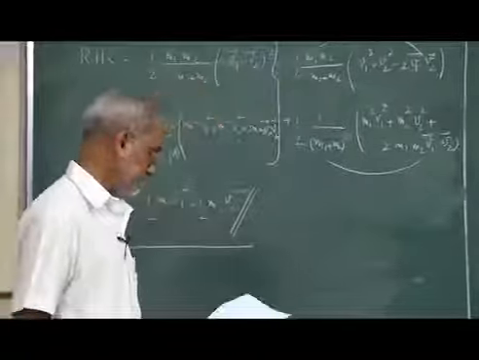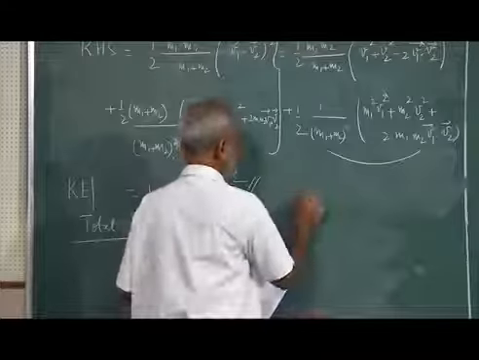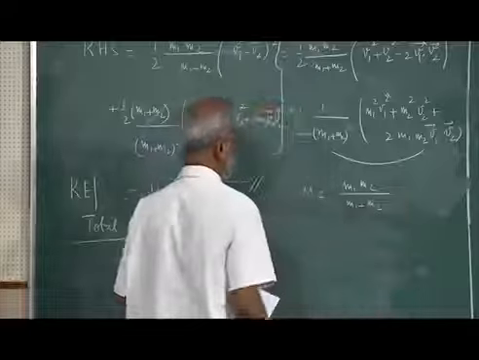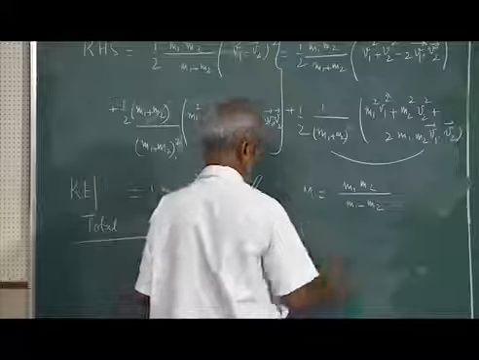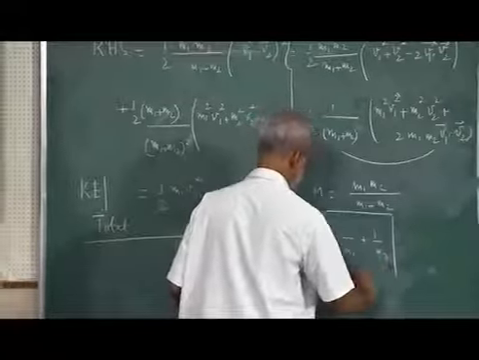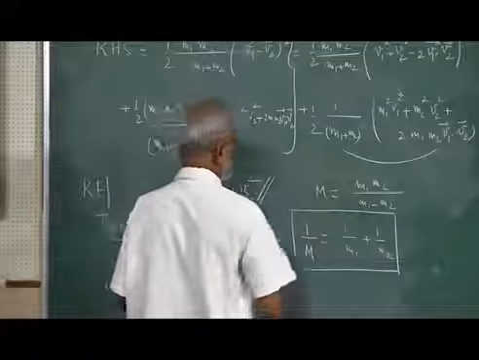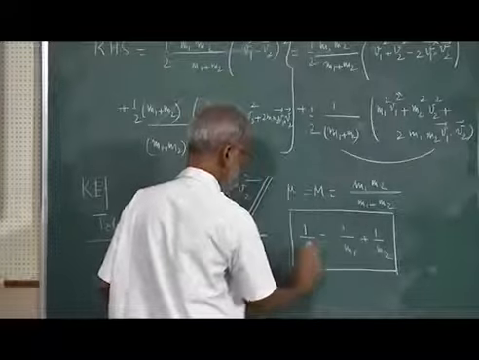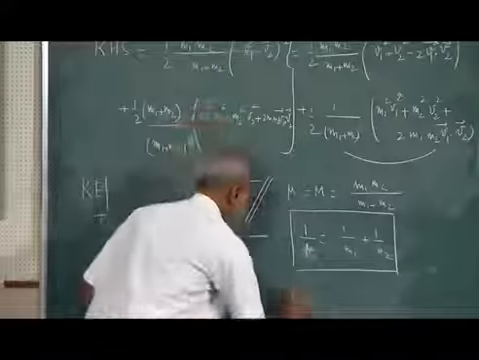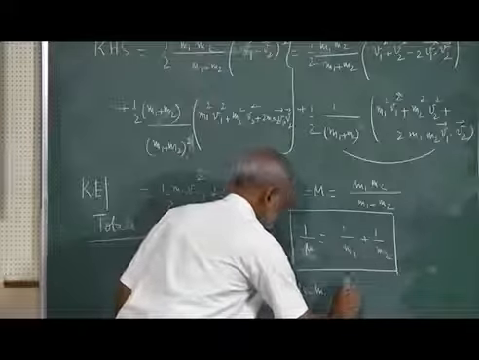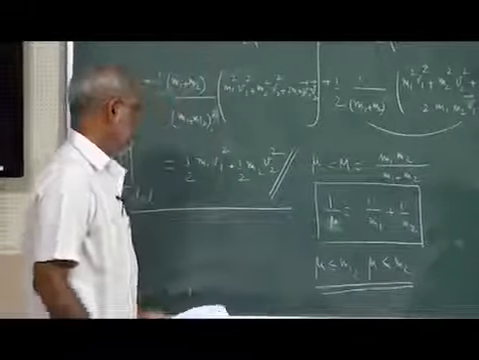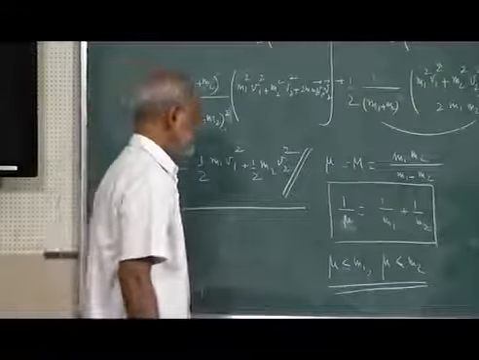Now we will make some comments about the reduced mass. How is the reduced mass of a system defined? It is defined as m1 m2 by m1 plus m2. Now we invert it, so I will have 1 by mu is equal to 1 by m1 plus 1 by m2. We call it mu, I always use this symbol. If you have a fraction equal to the sum of two fractions, then you can say that mu is certainly less than or equal to m1, and also mu is certainly less than or equal to m2. So, the reduced mass is always less than or equal to the mass of each body.